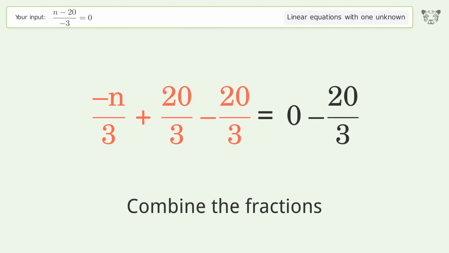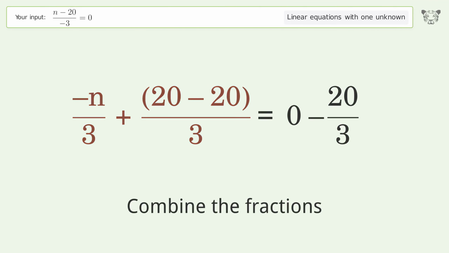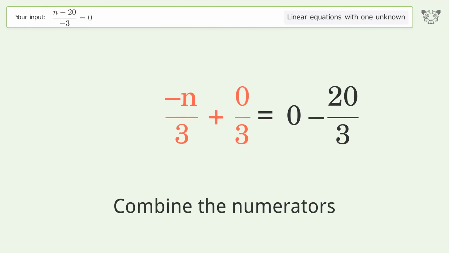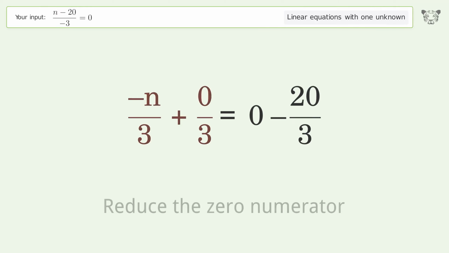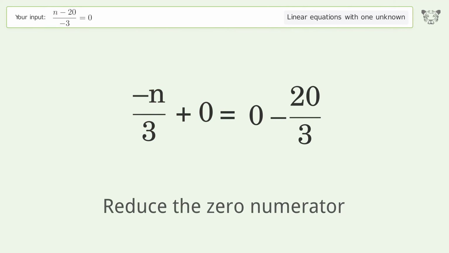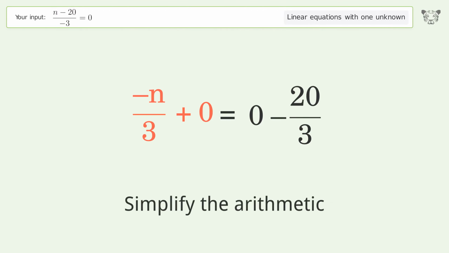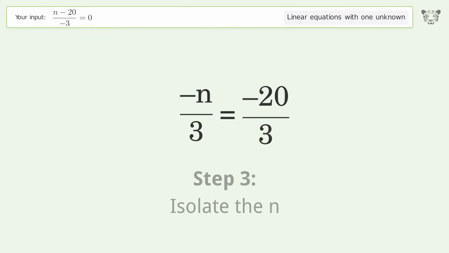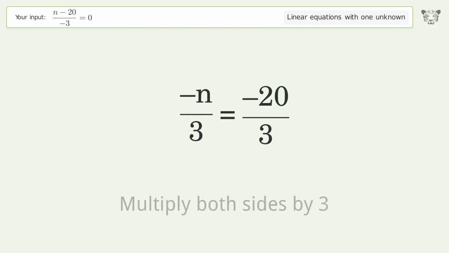Combine the fractions. Combine the numerators. Reduce the zero numerator. Simplify the arithmetic. Isolate the n. Multiply both sides by 3.